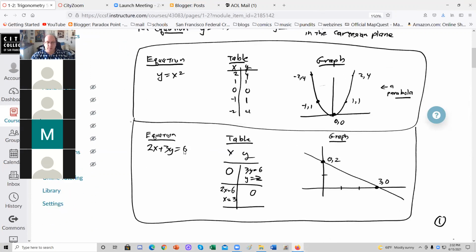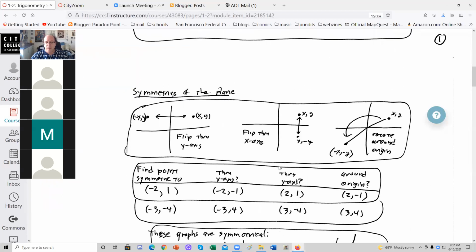Here's an equation, 2x plus 3y equals 6. Okay, if x is 0, we can solve for y, it's 2. If y is 0, then solving for x gives 3. So it goes through 0 by 2 and 3 by 0. And this particular form of equation always graphs as a line, so you get this straight line here.